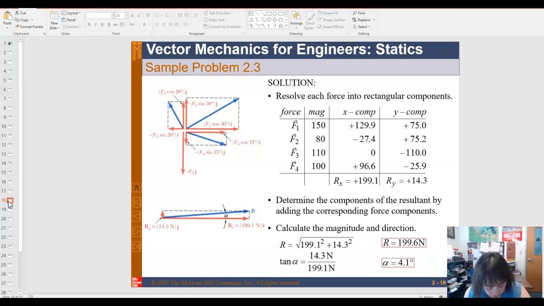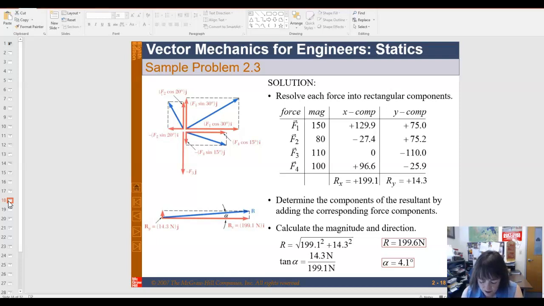Today I'm going to be working on problem 2.23, and as I said, I'm going to work this on the video, but when you're watching this video, please pull up the notes, which will show you the steps that I'm taking. All right, so problem 2.23 shows a hook of some sort that is being acted upon by three forces.